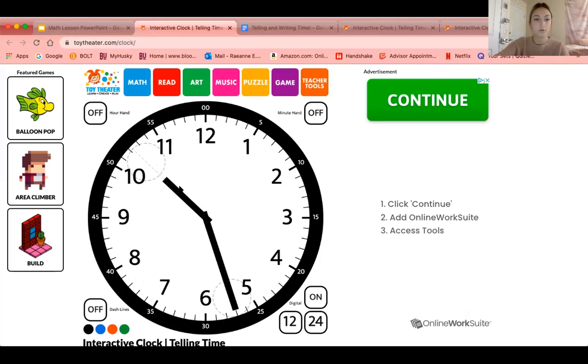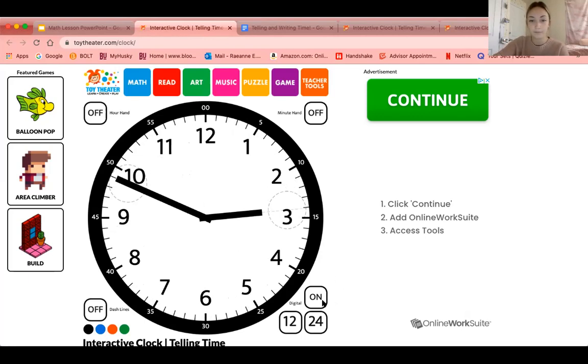Okay, let's try one more. Okay, take a moment. If you said the time was 2:49, you're correct. Here the hour hand is super close to the 3, but it's not quite at the 3 yet. And the minute hand is at the 49. So your time here is 2:49.